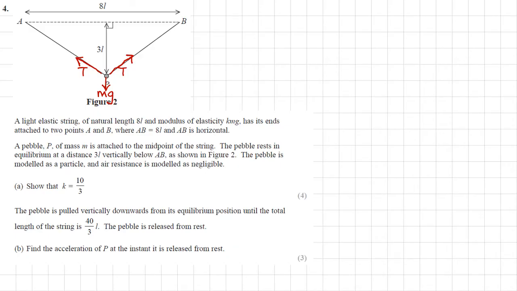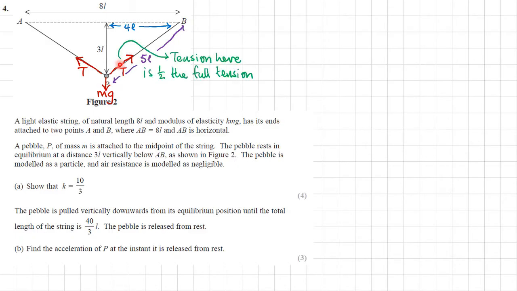Now, because the pebble is directly below this point here, which is in the middle, then I can put on that the lengths here on both sides are 4L. I'll just put one of them on. Then I can see by Pythagoras, if this is 3L and this 4L, that means that the distance from P to B, and the same on the other side, is 5L. So it's a 3, 4, 5 triangle. So I'll put that measurement on here.